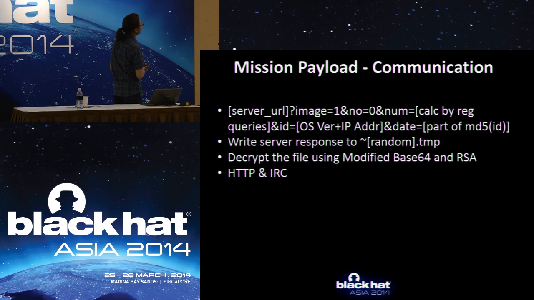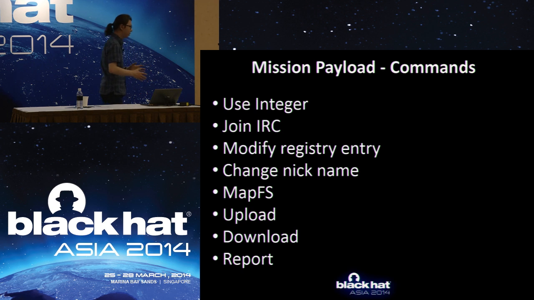It's just image equal to 1, and it writes the server response to a random temp file. Decrypting the file using modified base 64 and RSA. The protocol is HTTP and IRC channel. For the commands, except the HTTP commands, there are IRC functions there, so they can change nickname and join IRC. Actually, the command is using integers from 1000. And the function is similar to the Troy case: mapfs, upload, download, report.